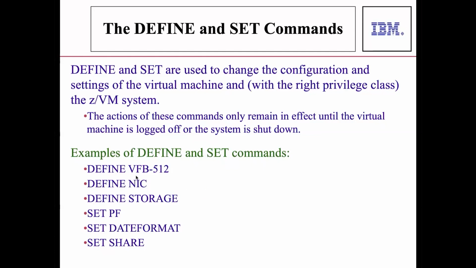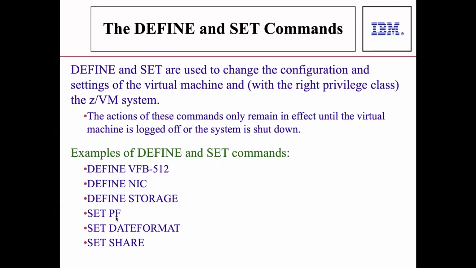So defining a virtual disk and storage, a virtual fixed block 512, defining a virtual NIC that I may attach to a vSwitch, coupled to a vSwitch. Defining storage, of course, VM uses the old term of storage where we're talking about memory here, not disk storage. So define storage, I may want to change the virtual memory size of my virtual machine. But I can also dynamically add, nowadays, memory to the real VM system. I think it's a set storage command actually, not define, but it does use that storage subcommand.